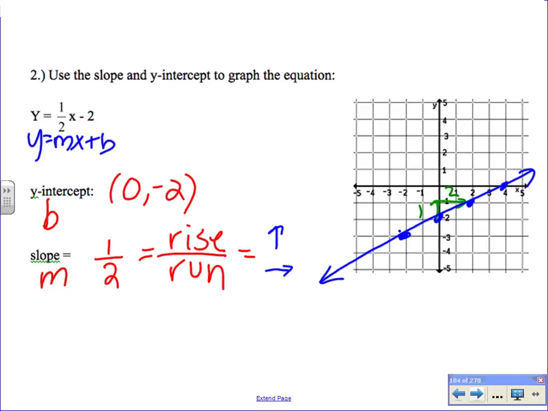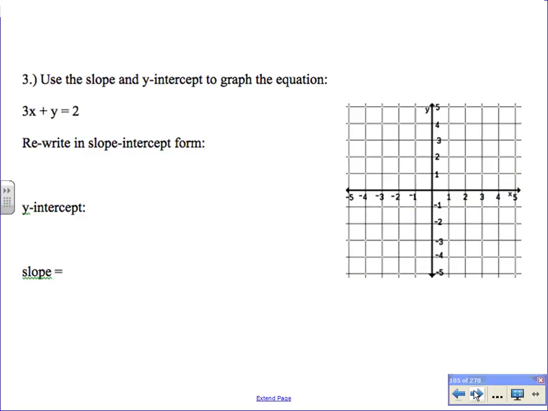So what happens if it's not in slope-intercept form? 3x plus y equals 2. What do you guys know about this and how we can get it into slope-intercept form?